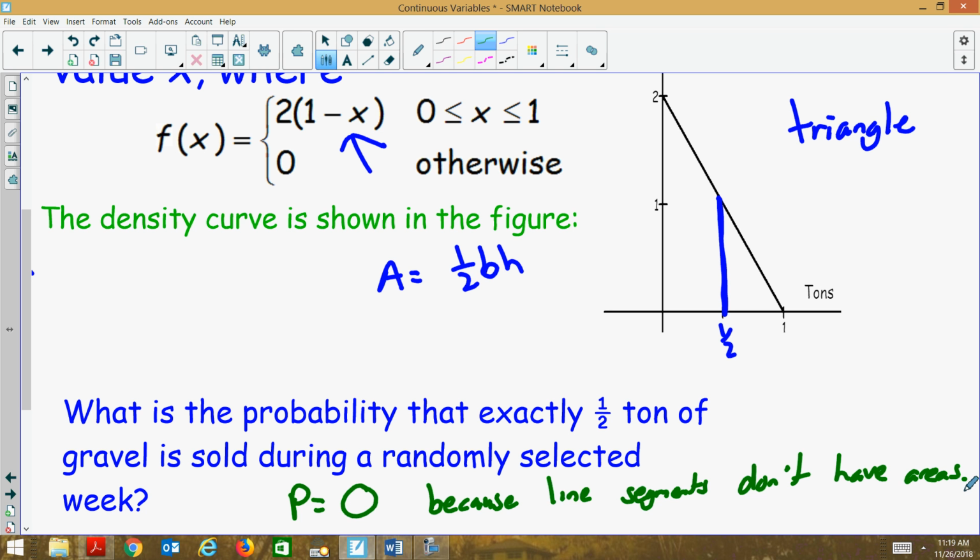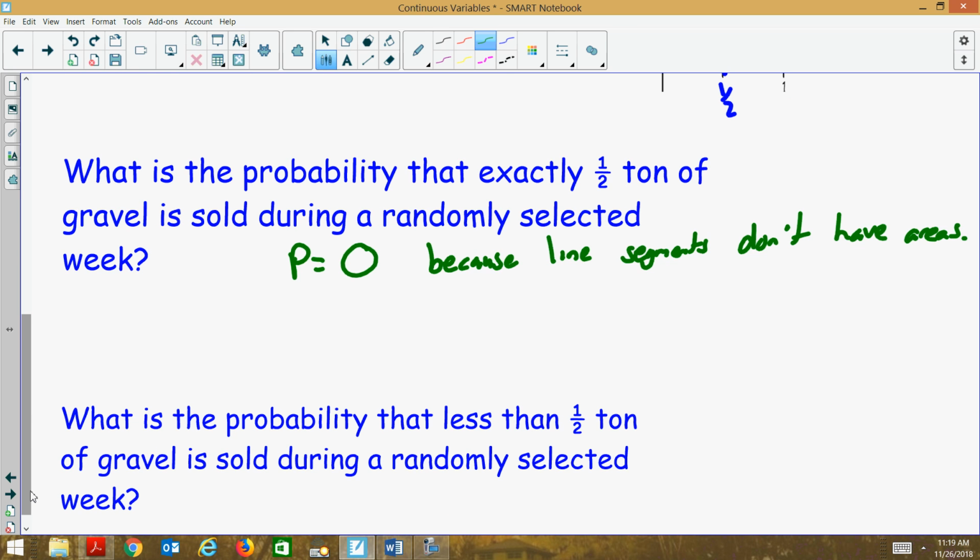Don't worry if you don't quite understand this. This is not important. The point I'm trying to make is you need to have an interval in order to solve these problems, okay? So let's review the second question here.